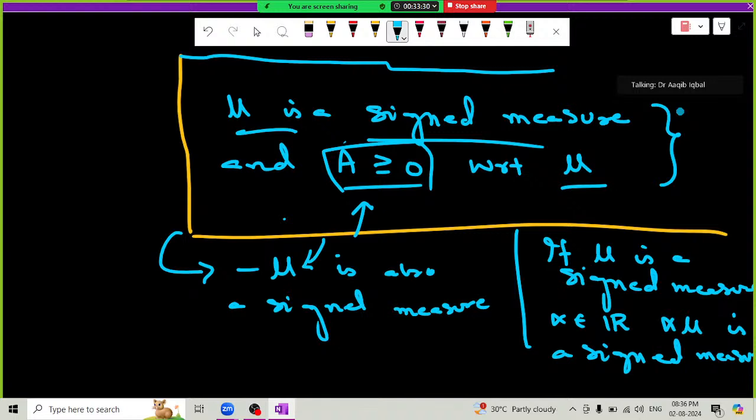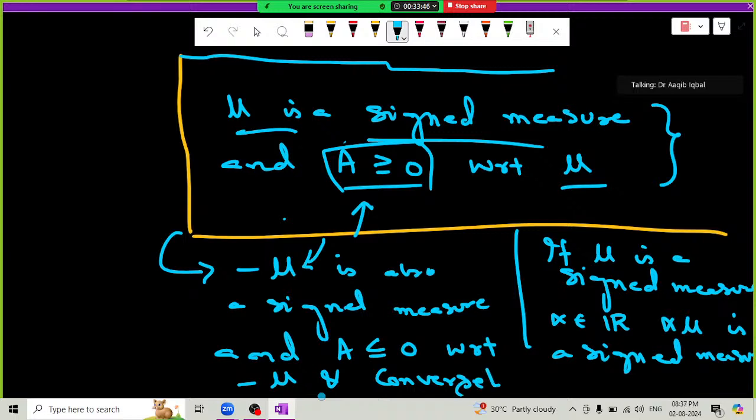इसको guess करना ज़्यादा कोई difficult नहीं है. It will actually be a negative set. And A will be a negative set with respect to minus mu. And conversely, if it is a negative set with respect to minus mu, then it will be a positive set with respect to mu.